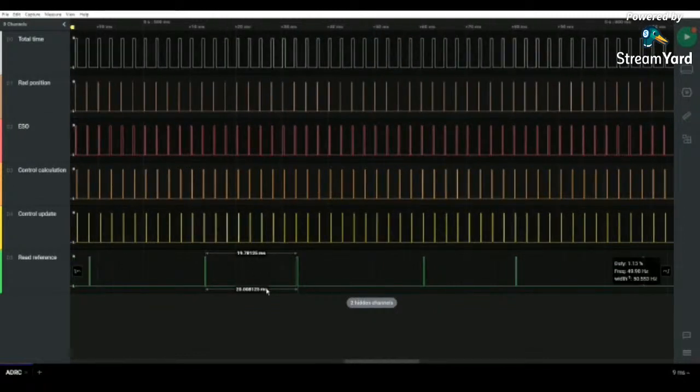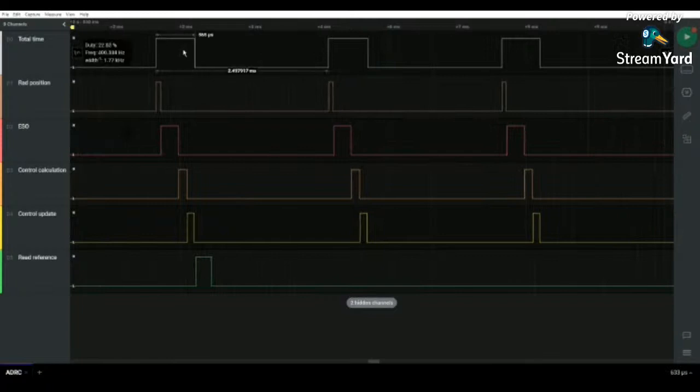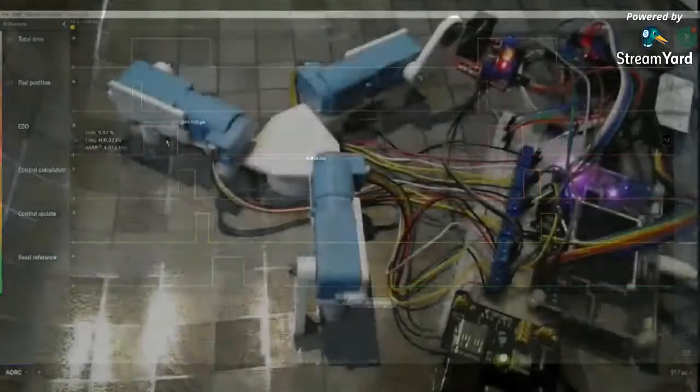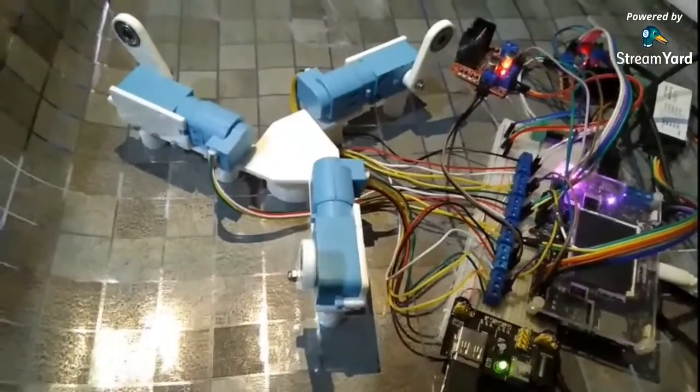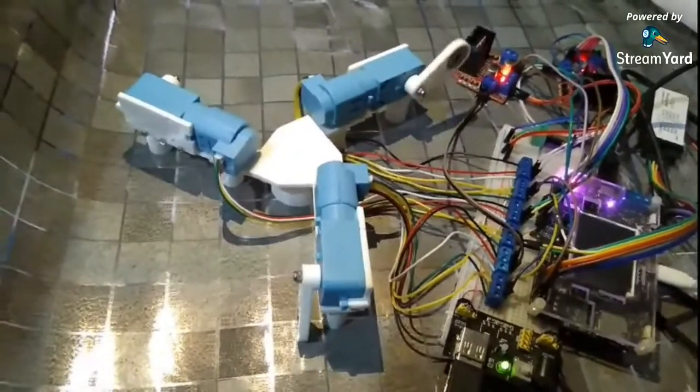If we zoom in, we can see that the sampling rate is 2.5 milliseconds and that the time necessary to update the control signal is 0.56 milliseconds. It's also worth noticing that the process that requires more computational time is the extended state observer calculation. Finally, this is the experimental platform controlling simultaneously three motors.